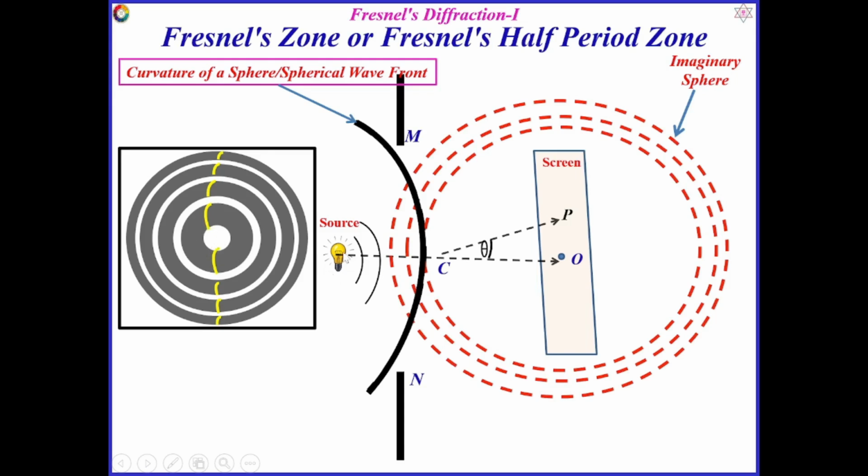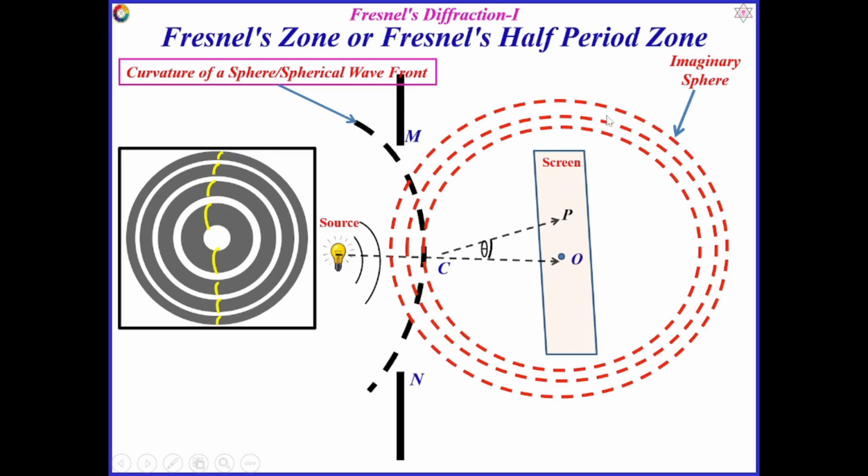So you just consider the first circle cutting the wavefront here. You can easily understand. So this one will be your first half period zone. The second sphere or circle cuts the wavefront here and here. In between that, whatever area we find on the wavefront will be called your second half period zone.